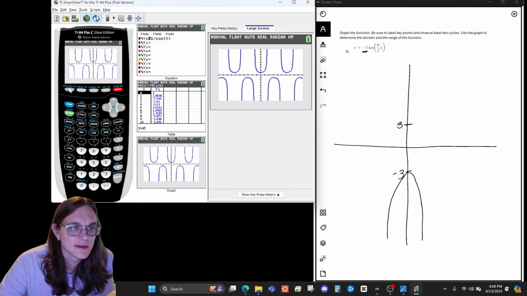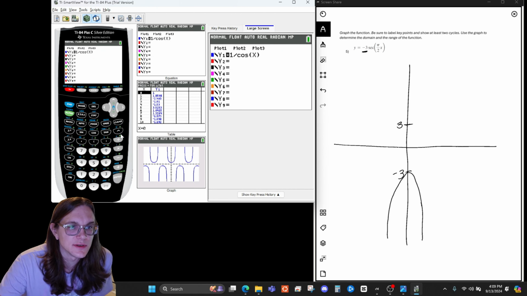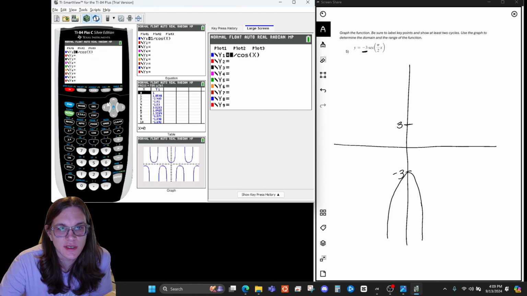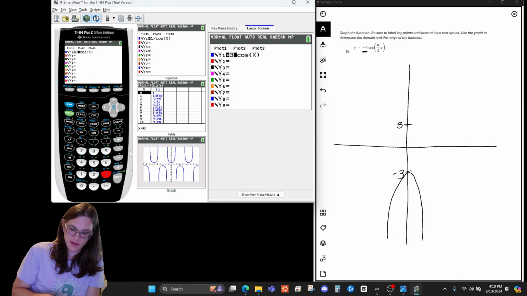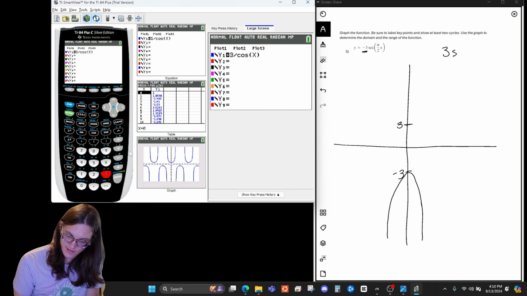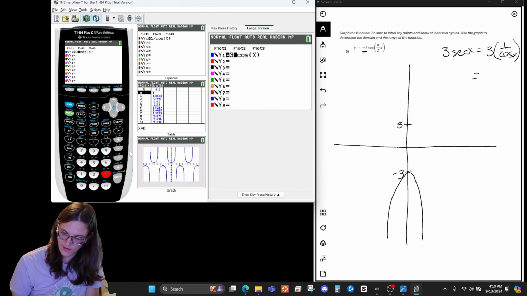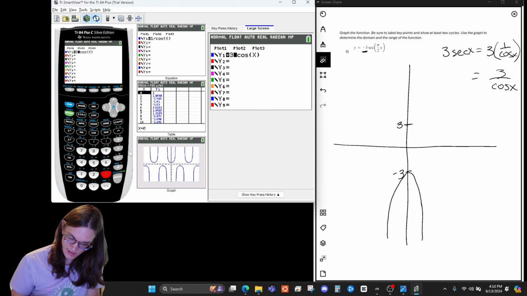Let's test it. I'm going to change this to, instead of 1 over cosine, 3 over cosine. Hopefully I'm not moving too fast by doing that, but it's right if you think about it. If 3 secant is 3 times 1 over cos, then multiplying out makes it this. Yeah?